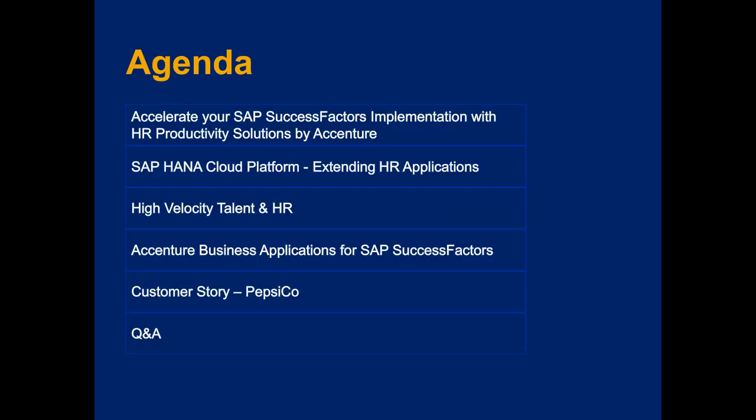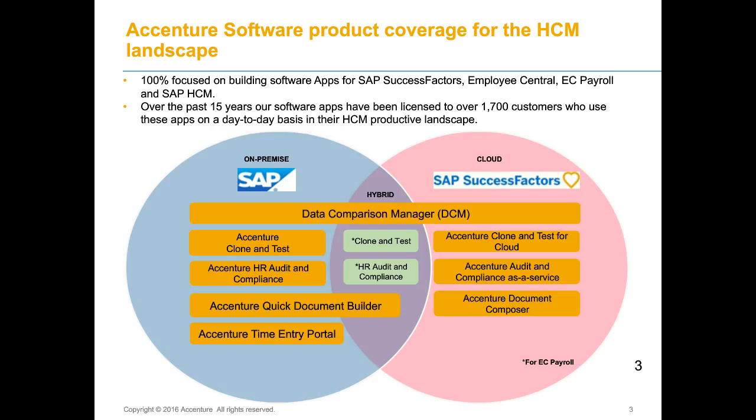So we have a jam-packed session for you today, so let me kick off by introducing myself. As Steve mentioned, my name is Sapna Raj, and I am a Sales Director with the North American Accenture Software for Human Capital Management team. The Accenture HCM software group has been in the HCM productivity space for well over 15 years now. We are exclusively focused on building HCM applications for SuccessFactors, EC Payroll, Employee Central, and SAP HCM on-premise. We have over 1,700 customers worldwide who either use our applications on their SAP HCM on-premise systems or in their SuccessFactors environments.